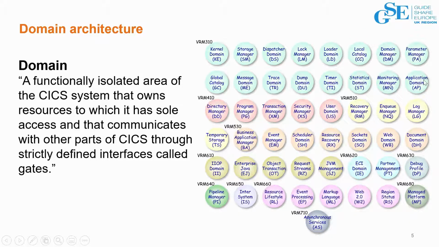Now, what they did was they functionally isolated the areas. So effectively, the domains, as we're going to see, no longer touch each other's storage or modify each other's control blocks. They quite literally have to communicate with one another to get them to do functions. And you could see these were the main domains that were created.